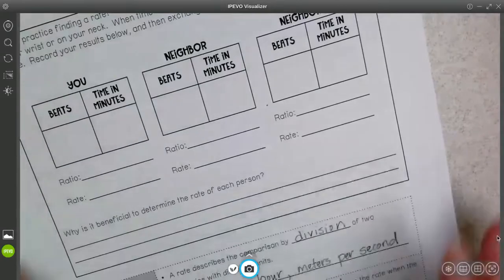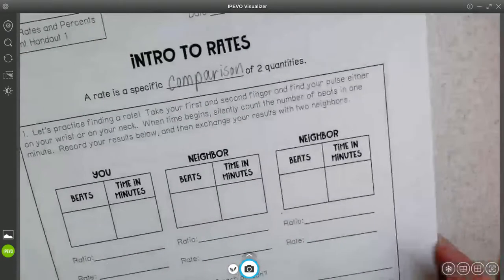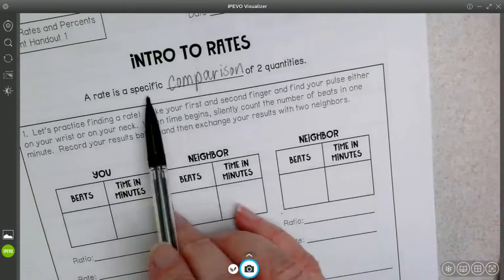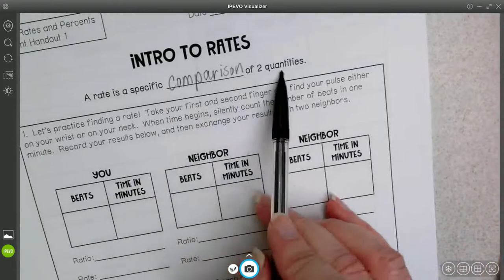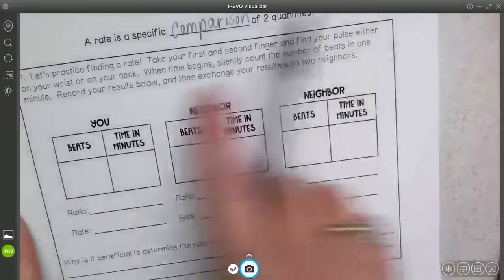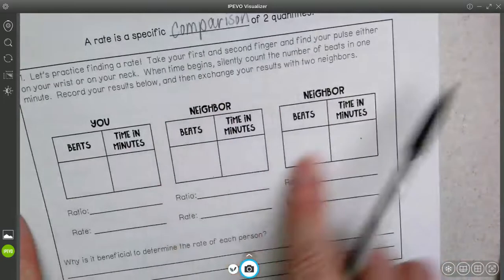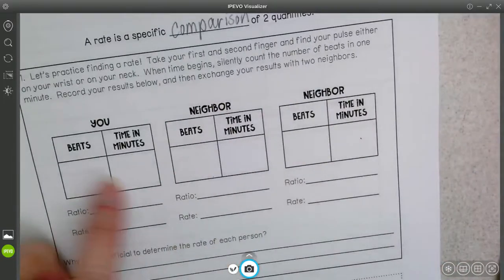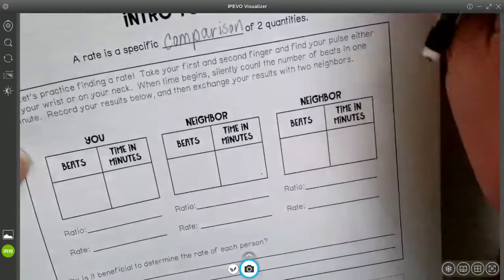Okay, so let's take a look at rates. A rate is a specific comparison of two quantities. We're going to do this as a class together, so we will work together on that. So let's look at the bottom down here and look at what we need to do with it and fill in the bottom.